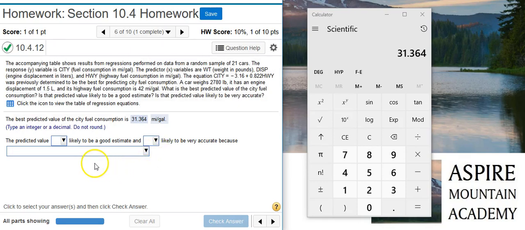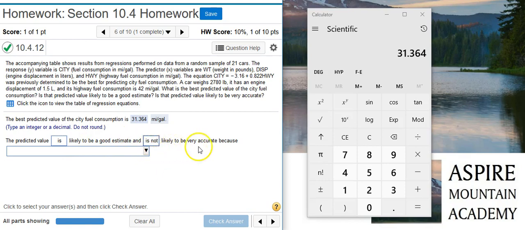Now the second part of the problem has some drop-down fields, so let's take a look at these. The predicted value is likely to be a good estimate. It's likely to be a good estimate because we used the best regression equation to bring us that estimate. And that regression equation has the best possible p-value you could have. It has a really good adjusted r-squared value, and it's got the lowest number of variables that you can have in the equation. So it's got the best balance of those three sets of criteria, and therefore it's likely to be a good estimate. However, that estimate is not likely to be very accurate.